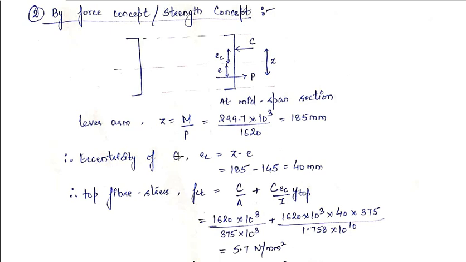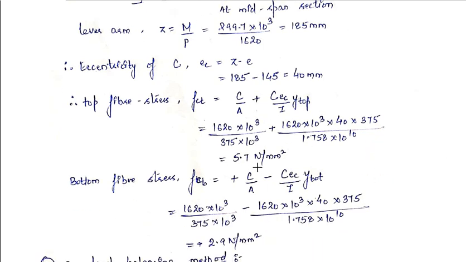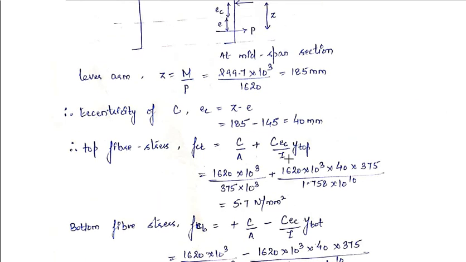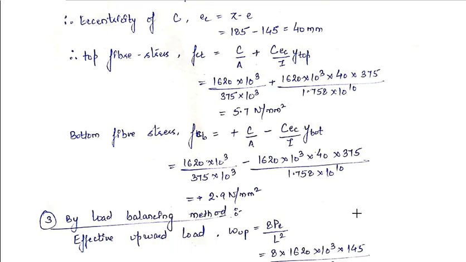So therefore, the eccentricity eC will be equal to z minus e. Now, eC will be this. Now we already studied this formula, the topmost fiber, the value will be C/A plus C eC/I into y top. Here we are taking it as positive because compressive stresses are at the top portion. So after putting the values, we will get 5.7 Newton per mm square. The answer will come out to be the same as we got in the stress concept. Now, the bottommost fiber will be just minus of this, so we will get 2.9 Newton per mm square.